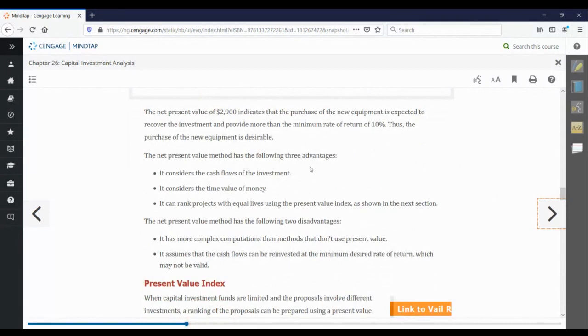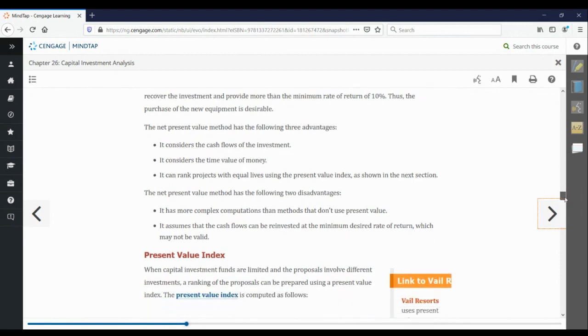The net present value method has some advantages, and the advantages are this: it considers the cash flows of the investment. It also considers that the time value of money is important. If we can invest our cash flows and earn an interest off of those investments over time, the time value becomes very important to us because our investment can grow. It also can rank projects with equal lives using the present value index that is shown in the next section.